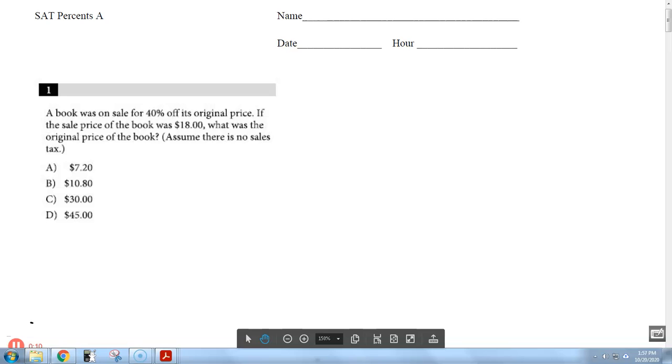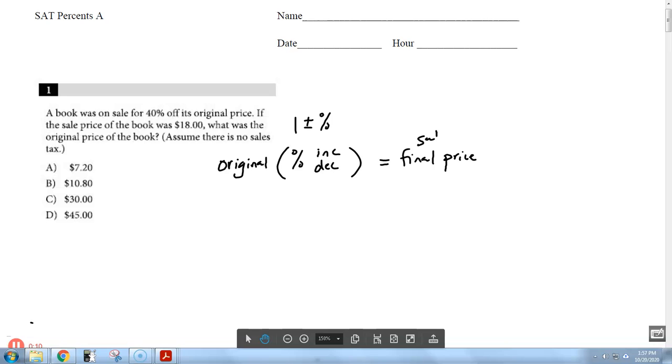So we need to go backwards. Whenever I set these up, I always have my original price, and then some sort of a percent increase or decrease where we're doing 1 plus or minus the percent, and then we end up with our final price, or our sale price if it's a sale going on. So I'm going to fill in what I know and what I don't know. I don't know the original price. I do know that it was 40% off, so 1 minus 0.40. And I also know that the final price of the book was $18.